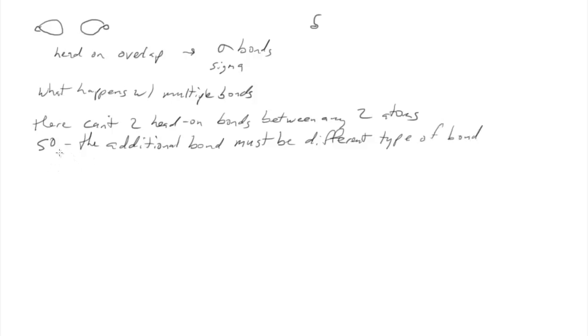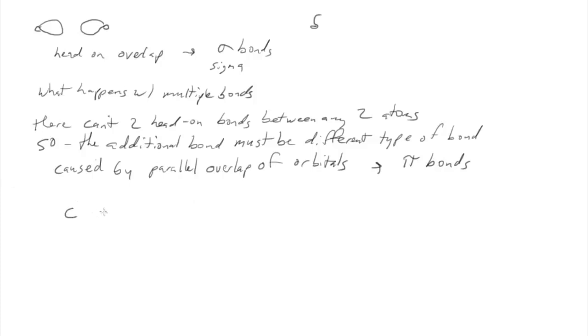And in fact, any additional bonds after the first one have to be caused by parallel overlap of orbitals. And these kind of bonds with parallel overlap are called pi bonds. Head-on bonds are sigma bonds, parallel ones are pi bonds.